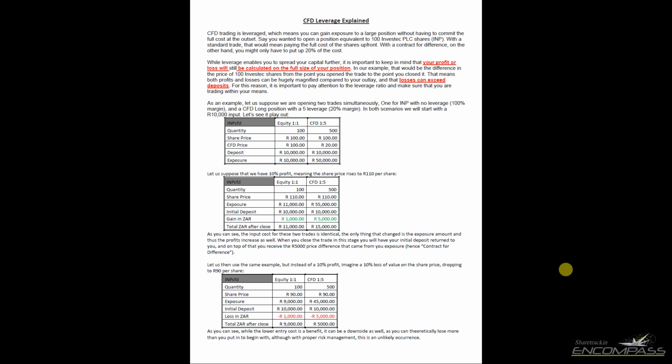Then, with the same example, we can say instead of a 10% profit, we made a 10% loss, or the share went down by 10%, falling to 90 Rand per share. Still the same values here, 100 shares on the one side, 500 on the other. 90 Rand is now the current share price. So we can see our exposure on our equity side is now 9,000. Our initial deposit was 10,000, so we've made a 1,000 Rand loss, but we're still left with 9,000.